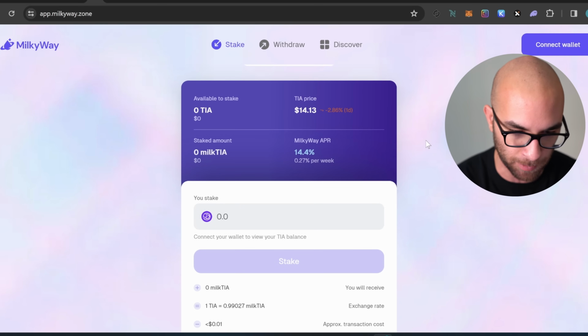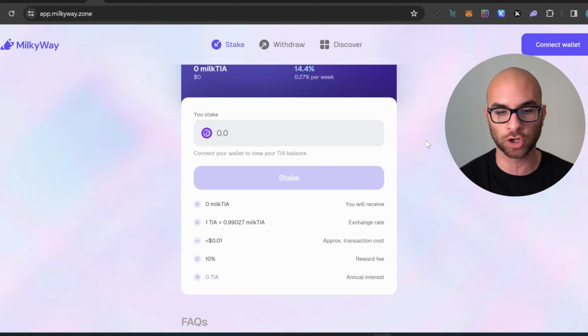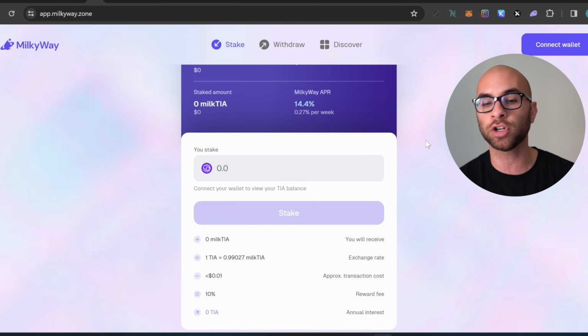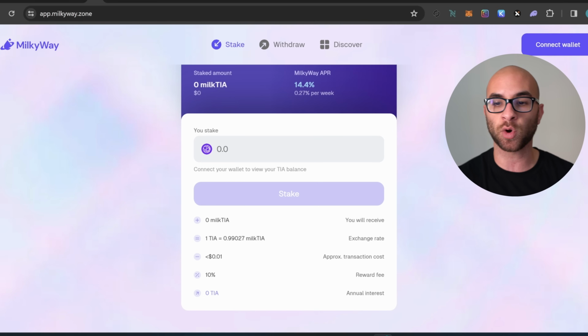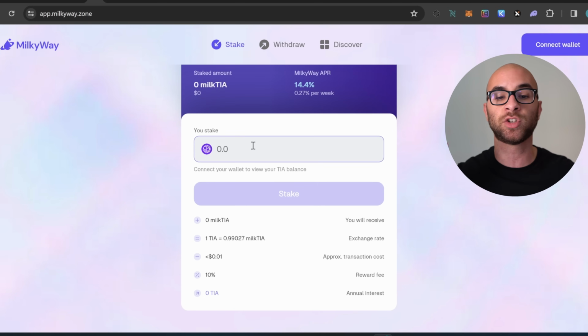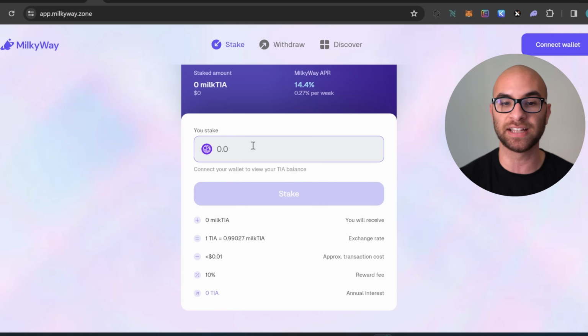you're going to get around a 14.4% APR. Now, this is a confirmed airdrop that's about to happen, and in order to participate in this, guys, you're just going to have to connect your wallet, and you're going to deposit TIA into this and get that Milktia. Now, we don't know how much you actually need to qualify. I'm sure there's going to be a range like a lot of other projects out there, but a rule of thumb for me is I like to do around $150 for everything.